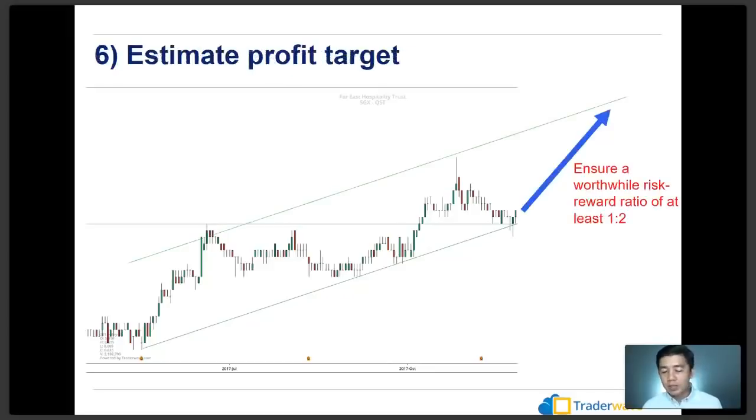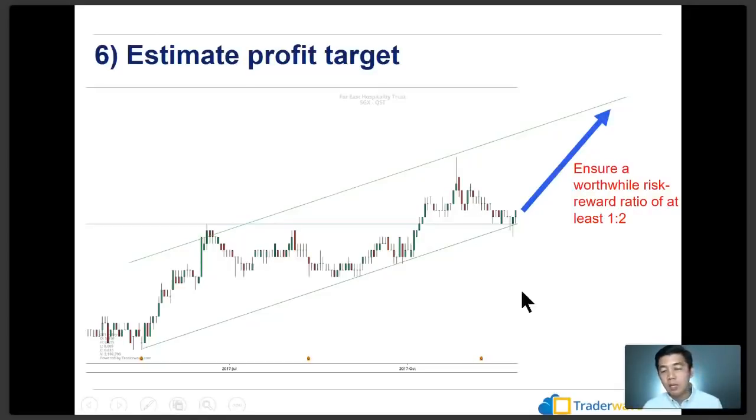And once you have determined your entry level as well as your stop loss level, you can generally estimate a profit target. All right, so as I said earlier on, you can't use a candlestick reversal pattern to establish your profit target. So you will have to use other ways to establish it. Either you could use a trend channel, or you could look at what is the next key resistance in this case. You want to ensure that based on your profit target level, it has a worthwhile risk to reward ratio of at least 1:2. Anything less than that, usually I would not want to get into the trade because I think it's not worthwhile.